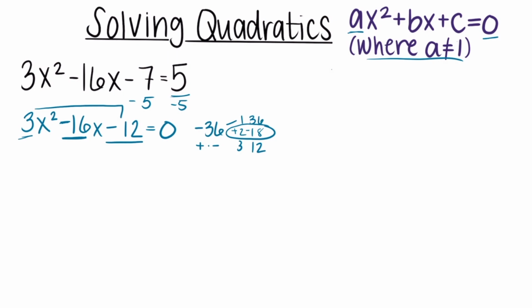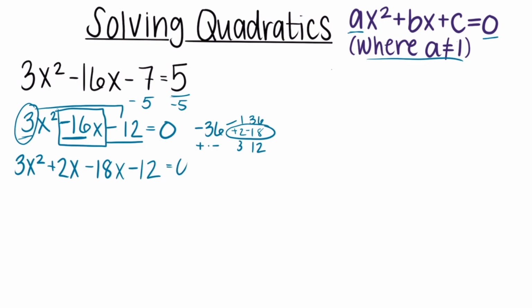Okay, but remember, we can't just rewrite it as x plus something, x minus something, because we have that 3 in front that we have to account for. So I am going to rewrite the middle with those two new numbers I got. So instead of -16x, I'm going to rewrite it as +2x minus 18x. And you could put those in reverse order. It would still work out the same way, either way you did it. But you just have to rewrite that middle as those two new numbers and recognize if I combine those, it would mean the same exact thing as my original equation.